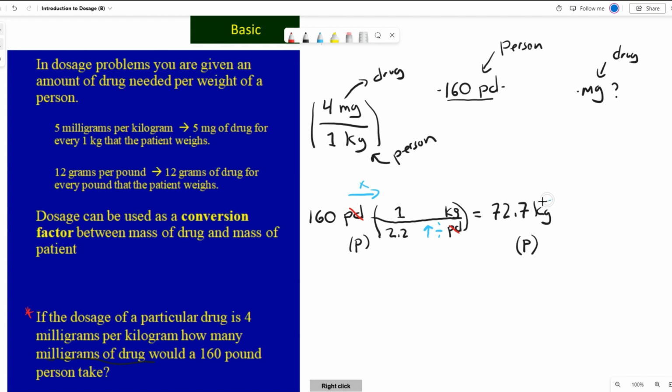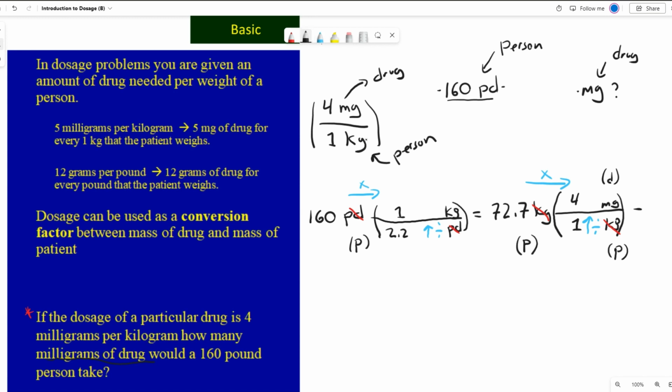Now that we have the mass of the person in kilograms and our dosage is in kilograms for the person part of it, we're now going to use the dosage to convert from mass of person into mass of drug. So we'll put kilograms on the bottom, and we'll put milligrams on the top. And I'll put up here little d, so this is milligrams of drug, and I'll put down here little p, so we know that's kilograms of person. And we're told that it's 4 milligrams of drug for every 1 kilogram of person. Kilograms of person cancels out. Now we just multiply across and divide up.